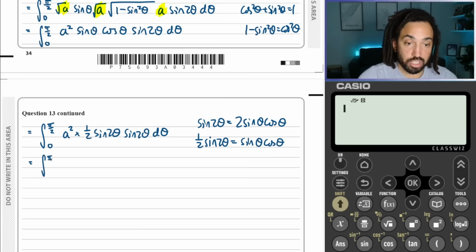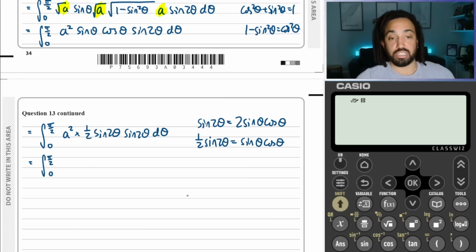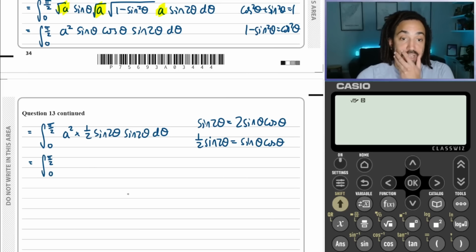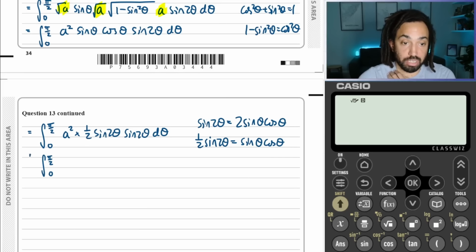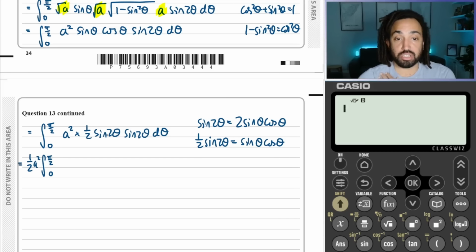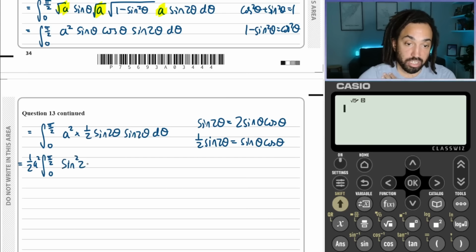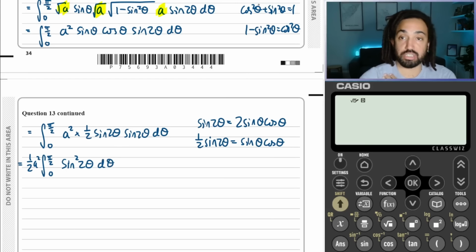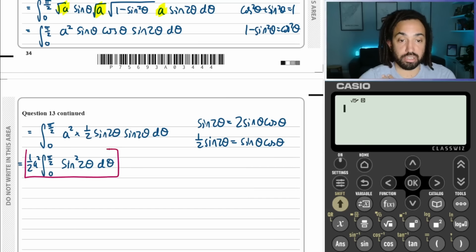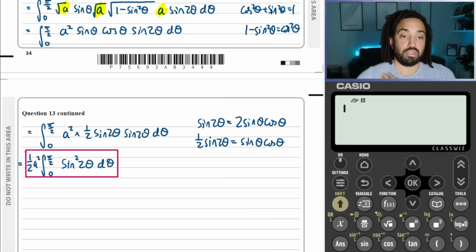Okay, because this is a show that question, I want to just make sure I get all these marks. And I think we're good now. So what we could do is take out the constants, of which we have a half and we have A squared, like so. And then inside we've got sine 2 theta and a sine 2 theta multiplied together, which gives us sine squared 2 theta d theta. And I believe that is as required. Perfect.